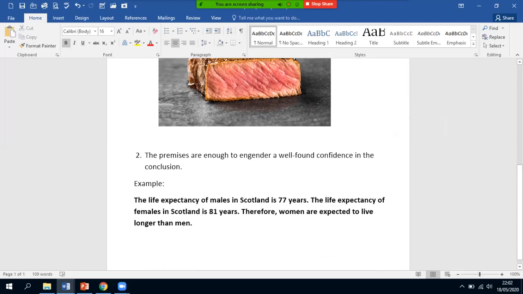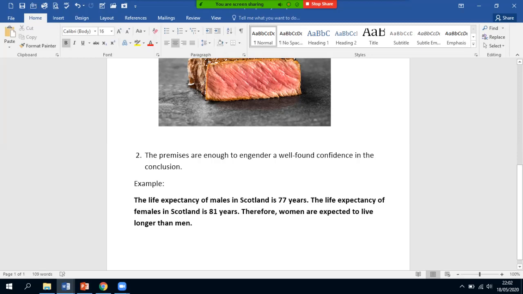Your second condition is the premises must be enough to engender a well-founded confidence in the conclusion. So this basically means that you do research into the accuracy and the relevance of the premises. So with the accuracy, you say, well, okay, let's do further research to prove that these two premises here are the case. With relevance, you consider how relevant actually are they to the conclusion.